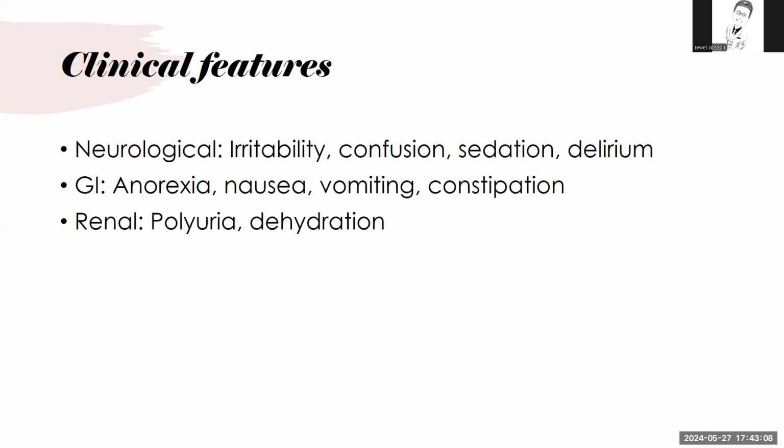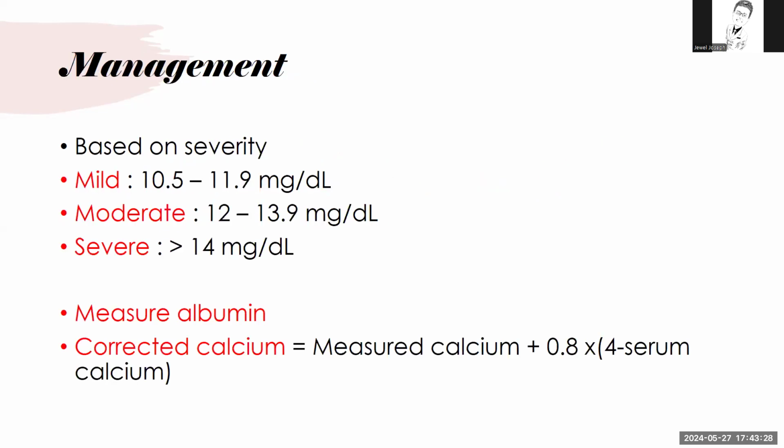So clinical features would be neurological features like irritability, confusion, sedation, and delirium. GI would be anorexia, nausea, vomiting, and constipation. Renal can be polyuria and dehydration. The patient can be grossly dehydrated if there is hypercalcemia. So next slide, please. Management will be based on the severity.